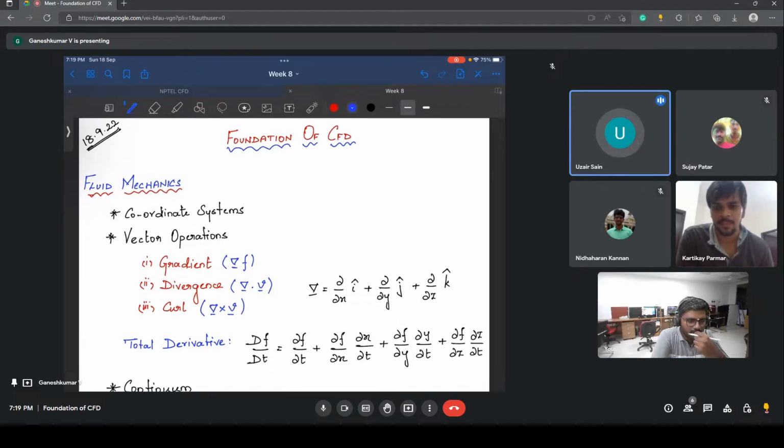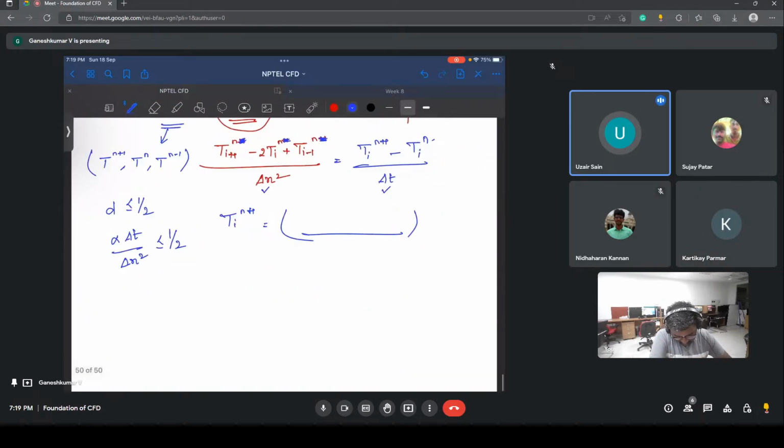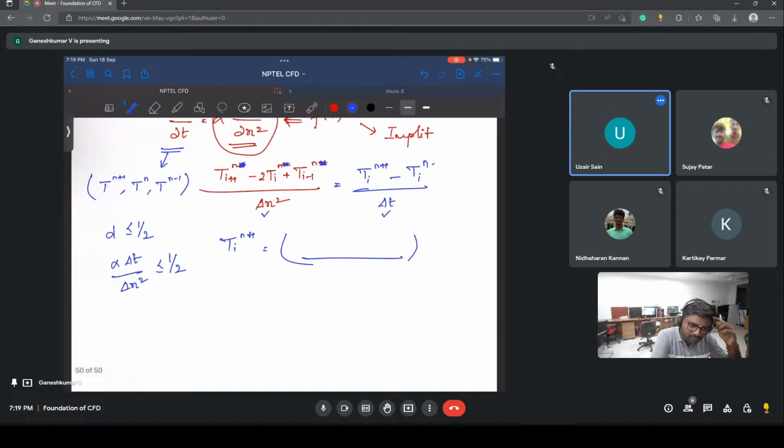Sir, I want to ask that D less than or equal to half is for FTCS, right? Forward in time and central in space. Yes, yes. For different schemes, this parameter will change. That you can derive it.